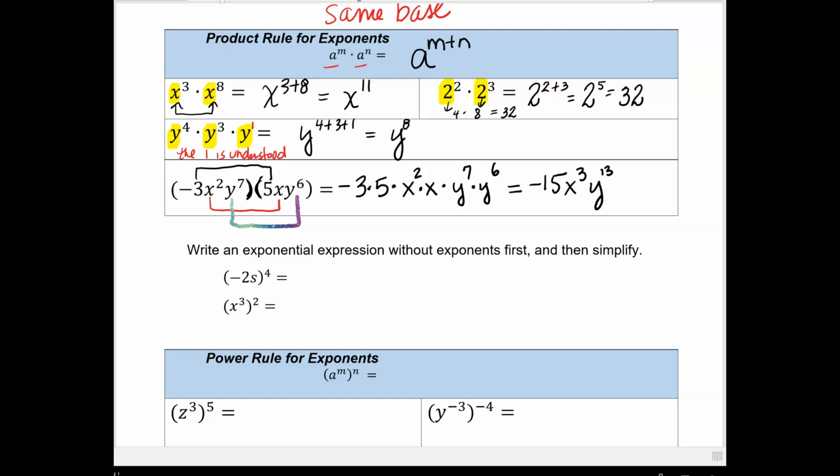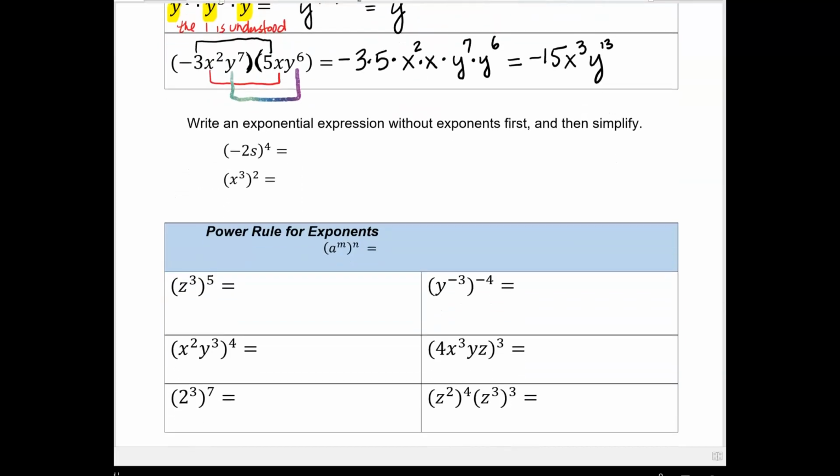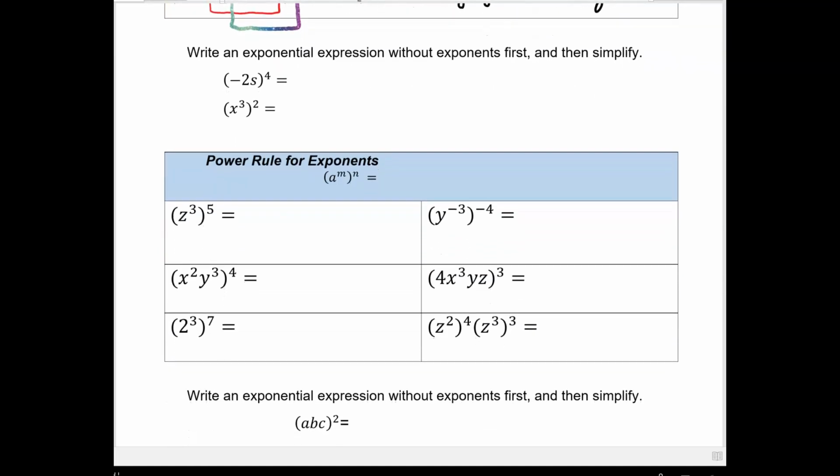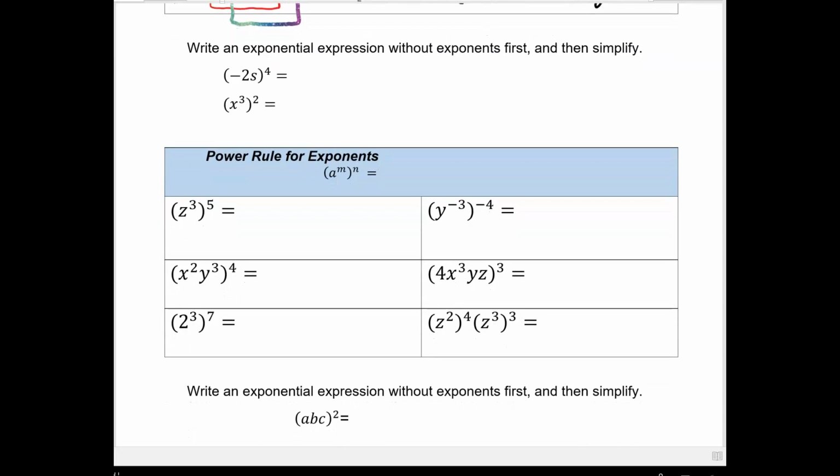Now, let's proceed to the next rule. First, write an exponential expression without exponents and then simplify. The point of me going through this first before we go to the rule is so that you can see why the rule exists. So for example, negative 2s all to the fourth power. Notice that the negative is on the inside of the parenthesis. Therefore, that negative 1 is considered to be to the fourth power. So all of this inside the parenthesis is to the fourth power.